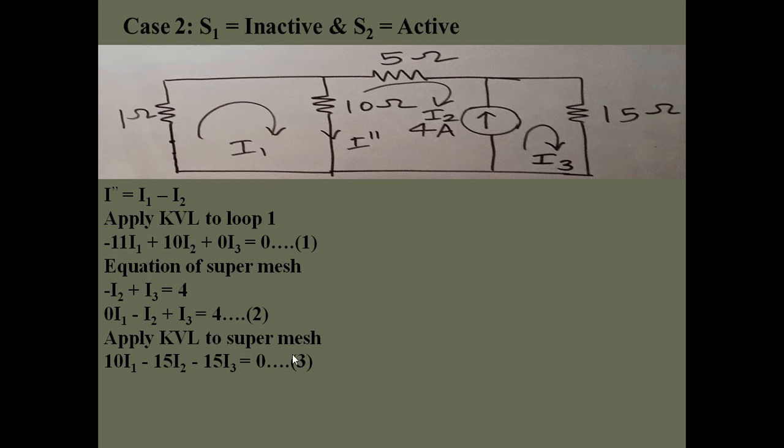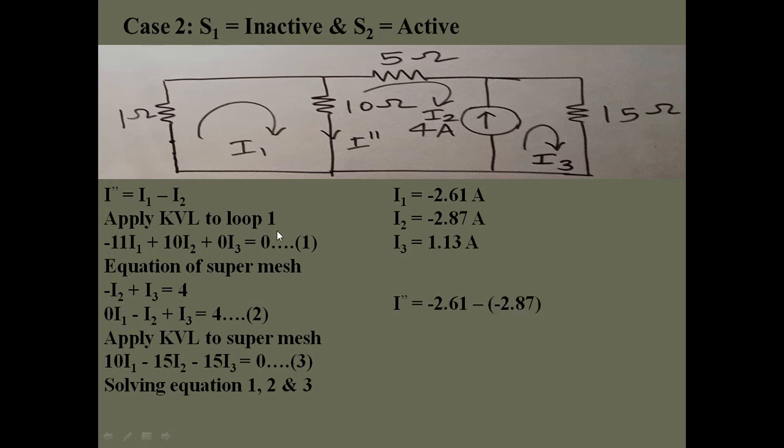After getting 3 equations, we will simplify them to get the answer for I1, I2 and I3. I1 will be minus 2.61 ampere, I2 is minus 2.87 ampere and I3 is 1.13 ampere. We require I1 minus I2, so I double dash is minus 2.61 minus of minus 2.87, the value is 0.26 ampere.